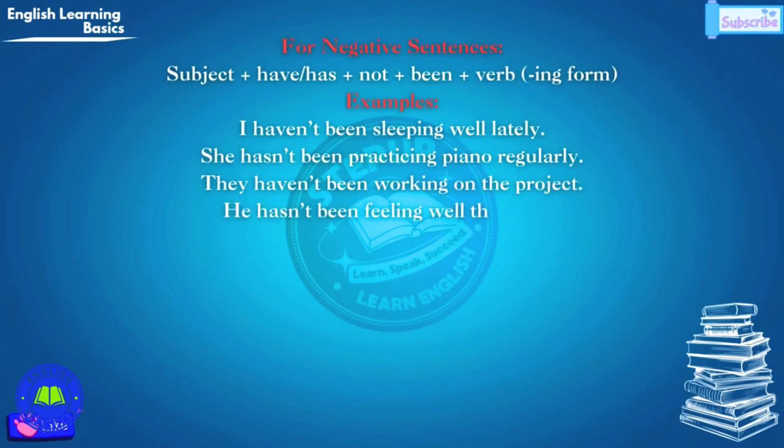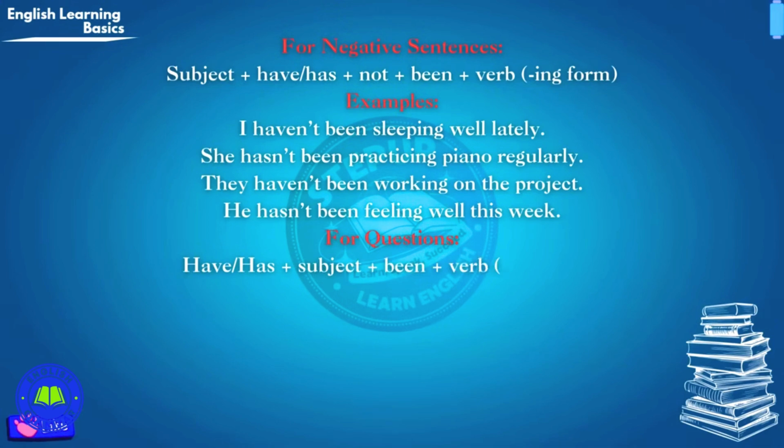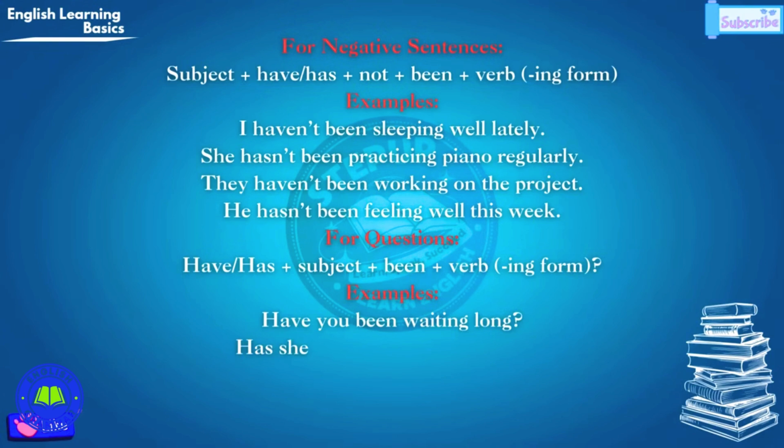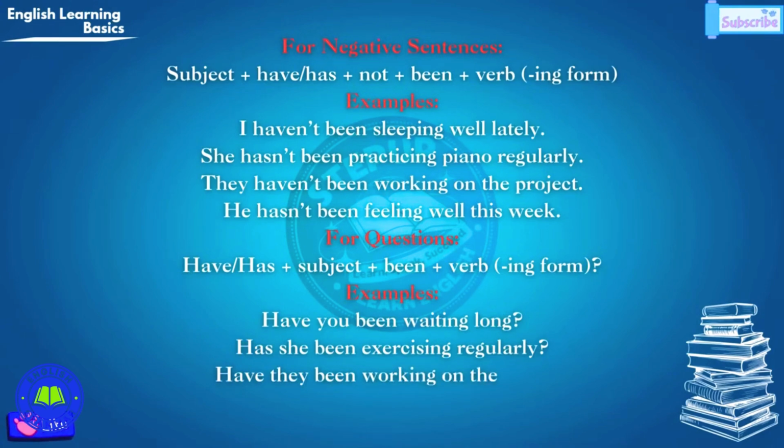For questions: have, has, plus subject, plus been plus verb, ing form. Examples. Have you been waiting long? Has she been exercising regularly? Have they been working on the report? Has he been cooking all morning?